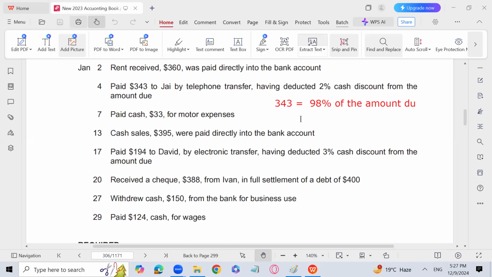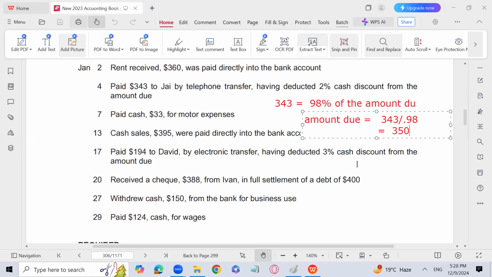Okay. So the amount due should have been 343 divided by 98%, which is 0.98, because 98% means 98 over 100, which becomes 0.98. So what amount will come? 350. So the amount is basically 350, right?